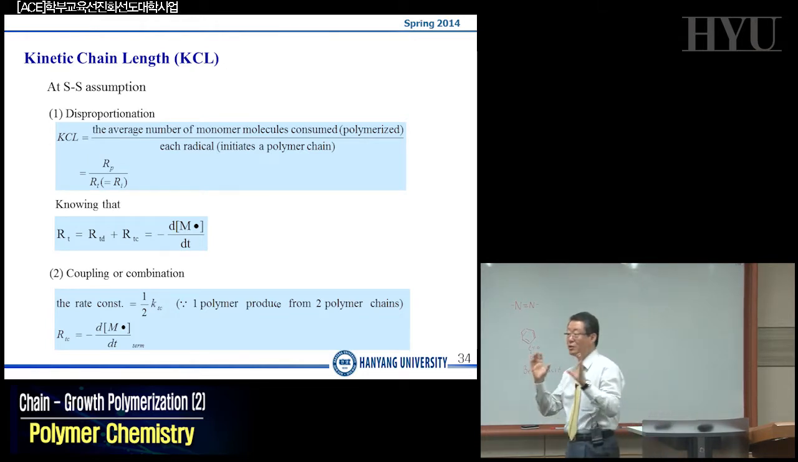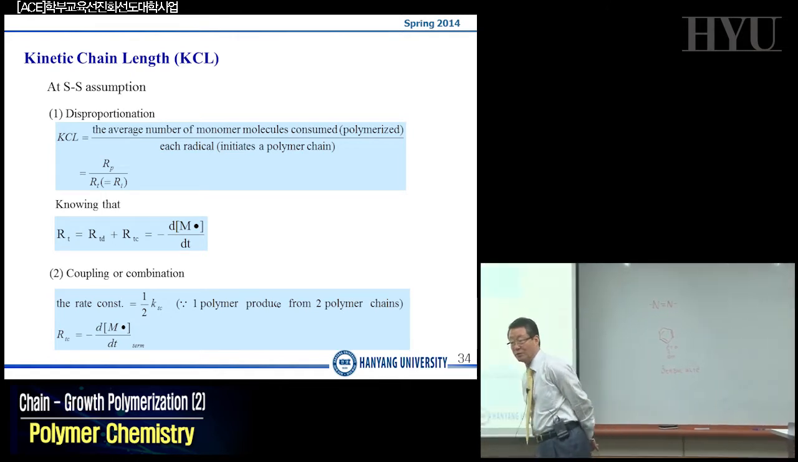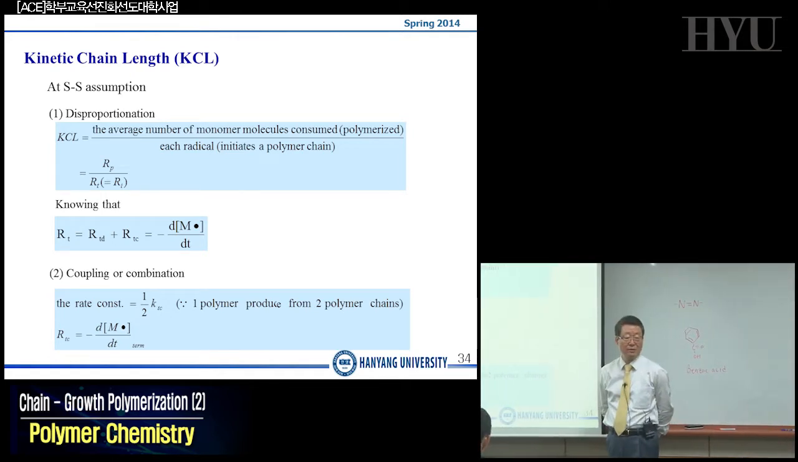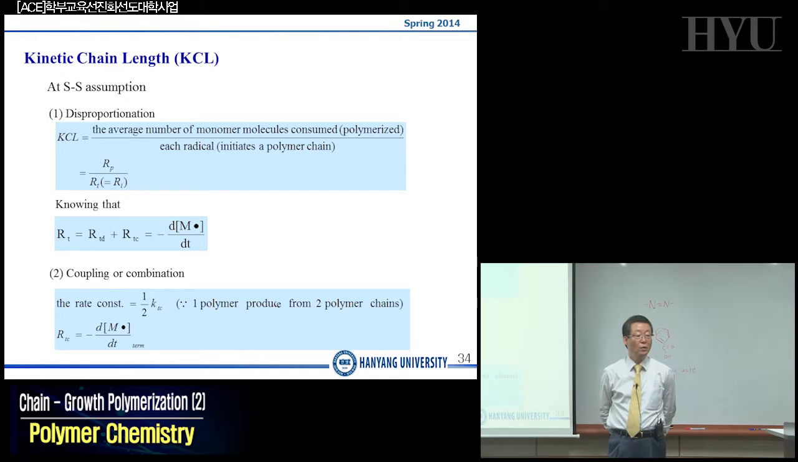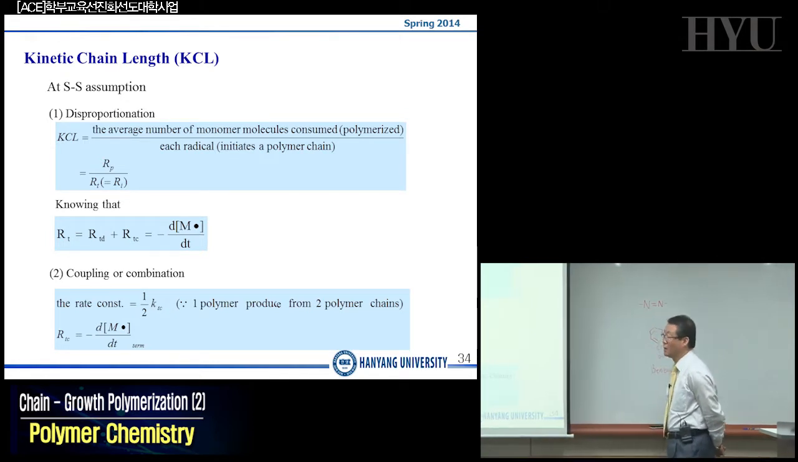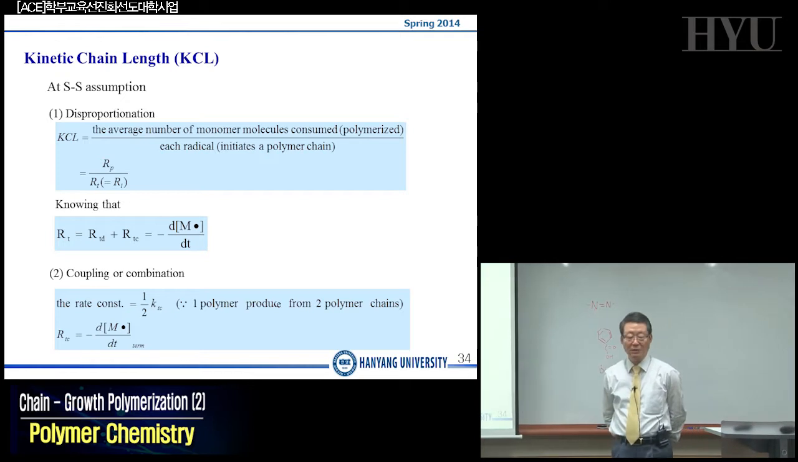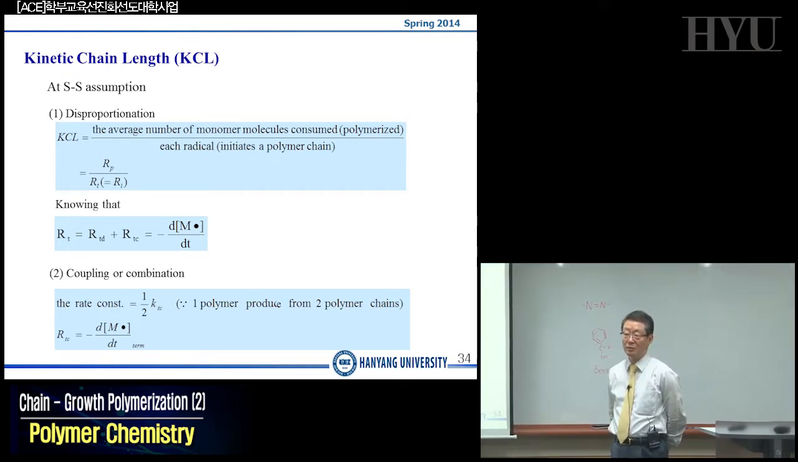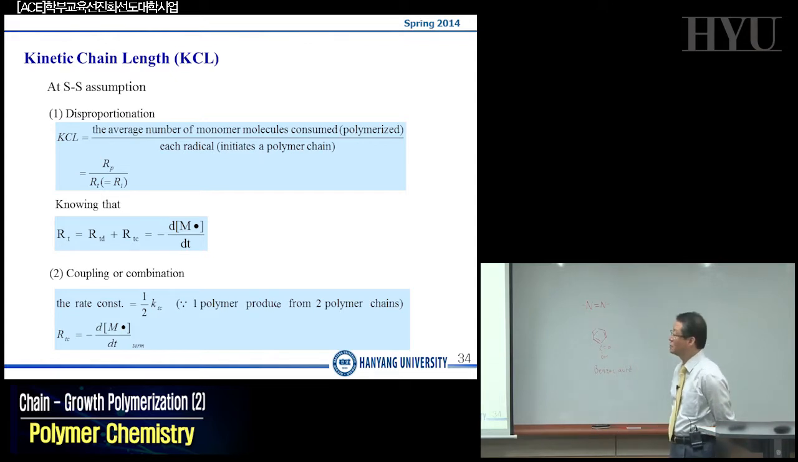Okay, so we described the rate equations. Okay, Rp, and Rp is very important. We knew that Rp is not just a simple case, but with the steady state assumption, we can describe the Rp as known constants and known variables with the monomer concentration and initiator concentrations.